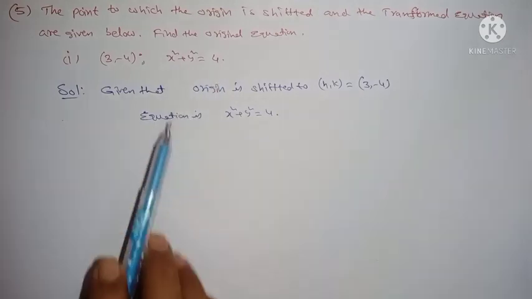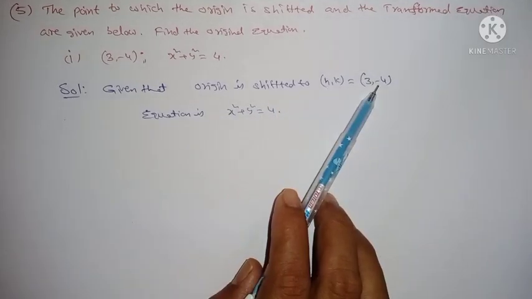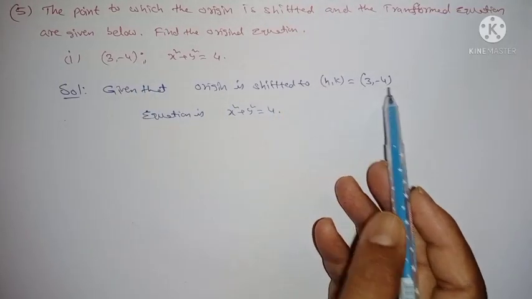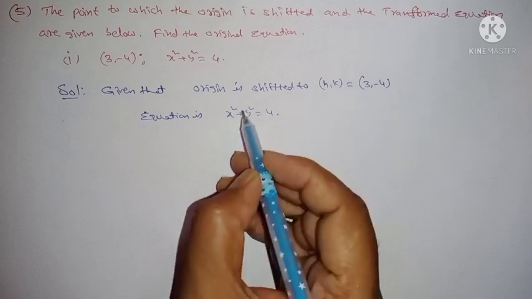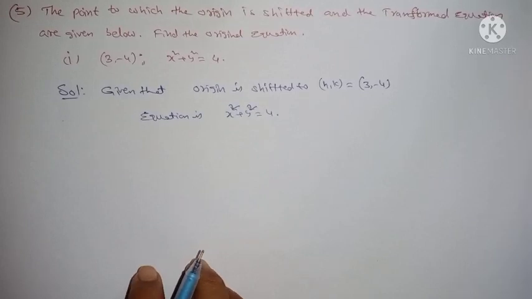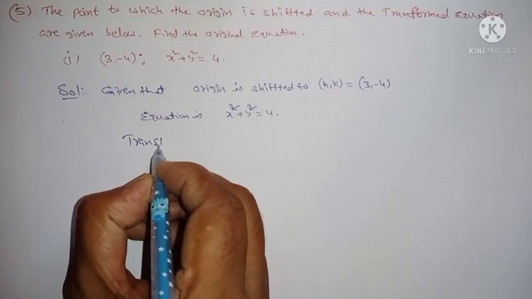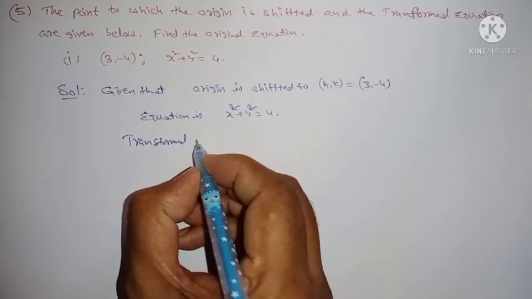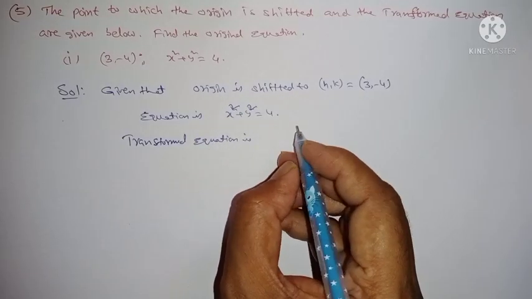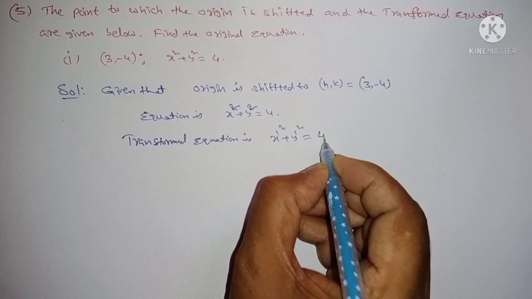First you can write: given that the origin is shifted to (h, k), that is given here as (3, −4). The equation given here is x² + y² = 4. Therefore, I can write here the transformed equation is x'² + y'² = 4.